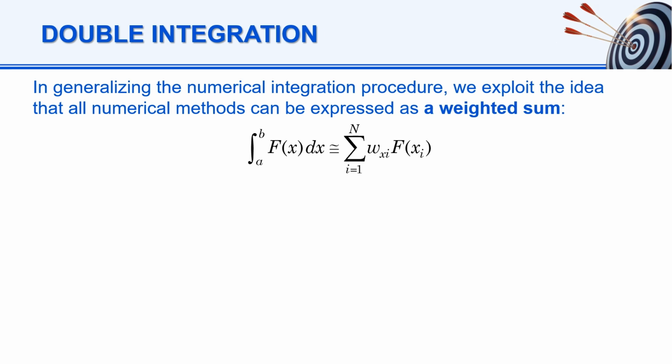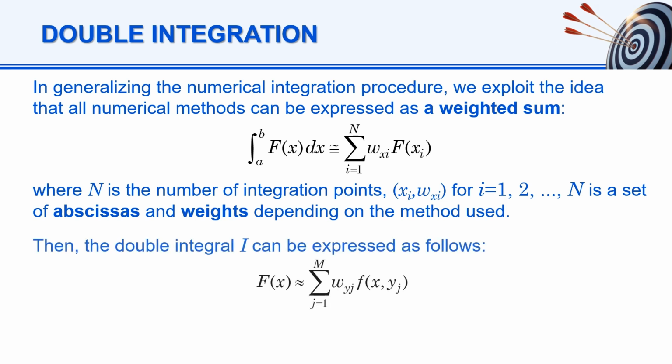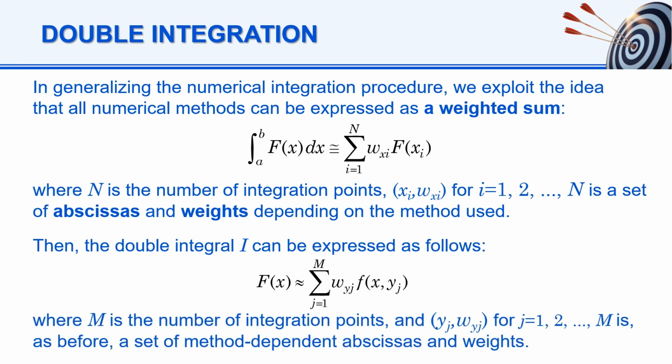In generalizing the numerical integration procedure, we exploit the idea that all numerical methods can be expressed as a weighted sum, where n is the number of integration points, x_i, w_xi for i equals 1 through n is a set of abscissas and weights depending on the method used. Then, the double integral I can be expressed as follows, where m is the number of integration points and y_j, w_yj for j equals 1 through m is, as before, a set of method-dependent abscissas and weights.